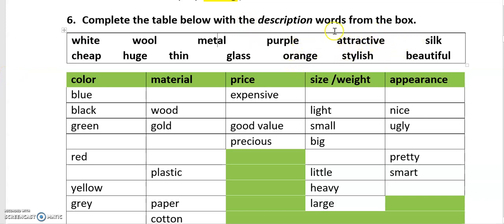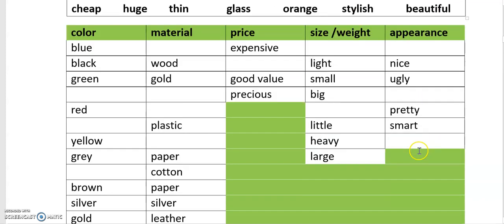Attractive is an appearance. Silk is a material. Cheap is an appearance. Huge, size. Thin, size. Glass, material. Orange, color. Stylish, appearance. And beautiful, appearance too.